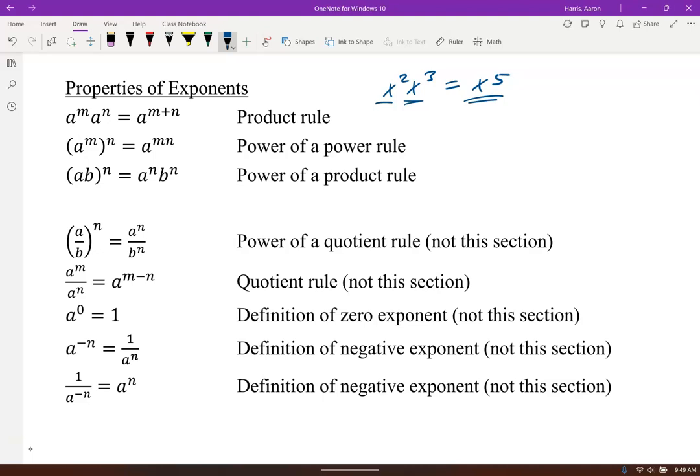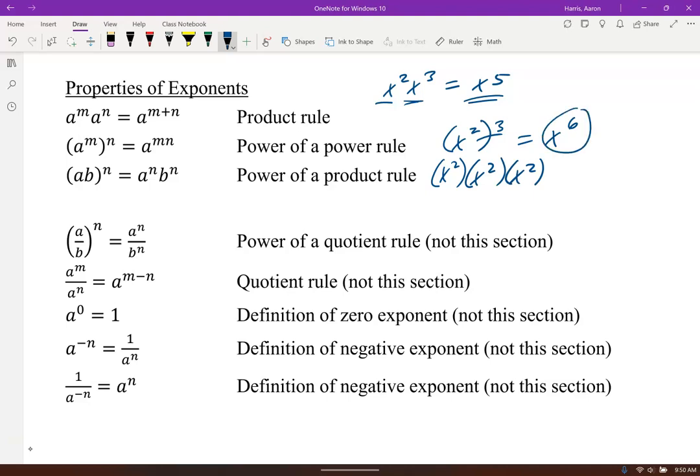Power of a power, that'd be like x squared to the third. There's 3 sets. You multiply those, x to the 6th. The other way you can think about it is there's 3 sets of x squared. So there's got to be 6 x's total, right?